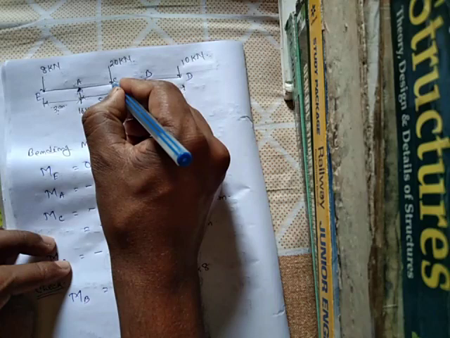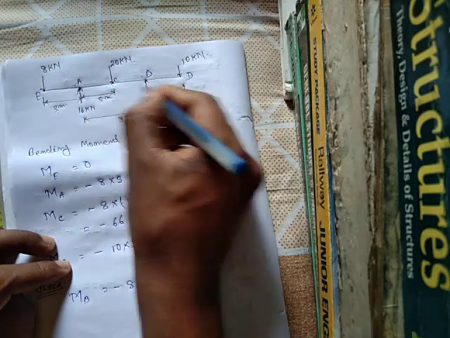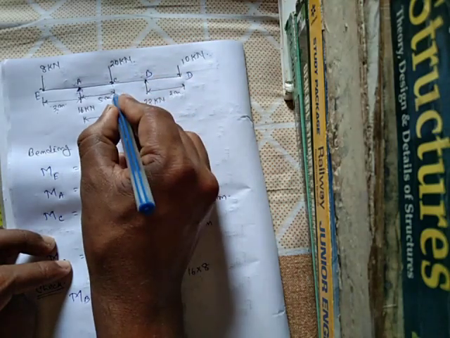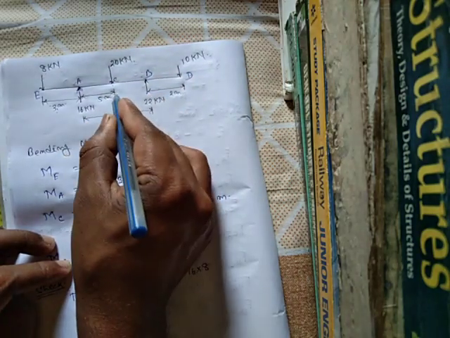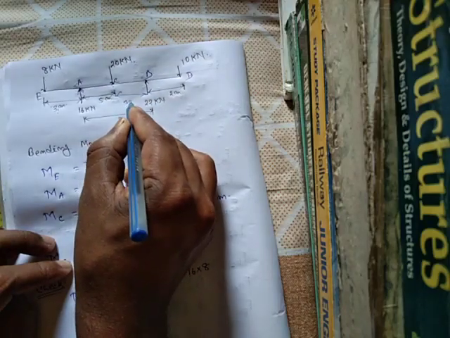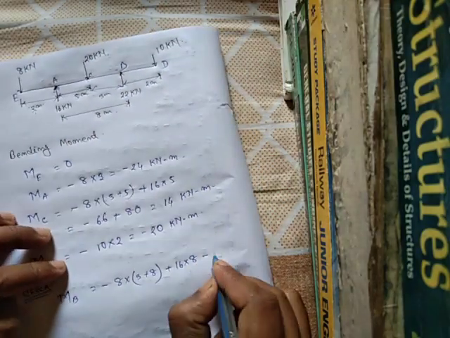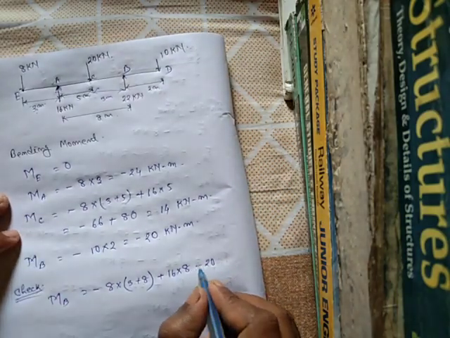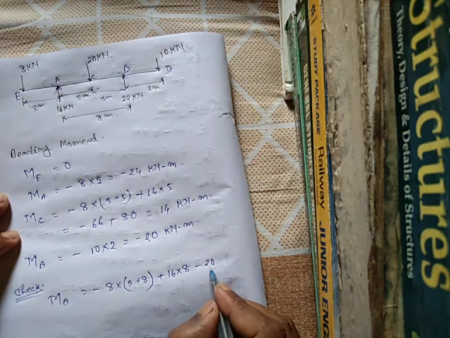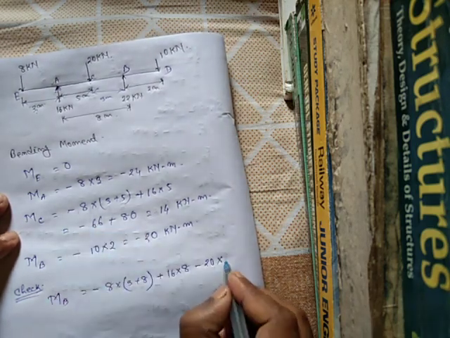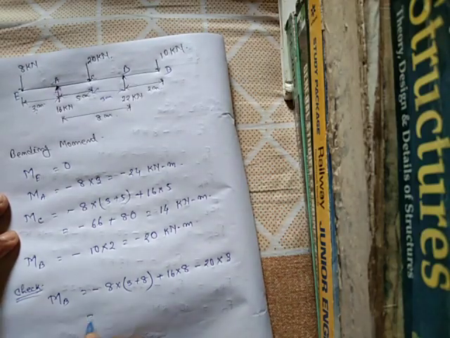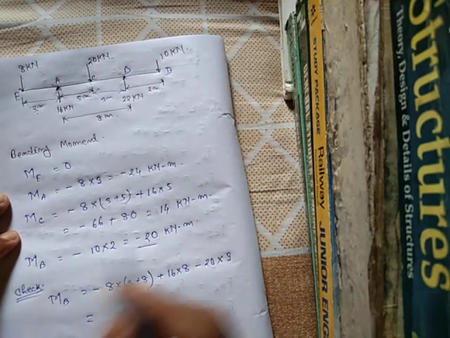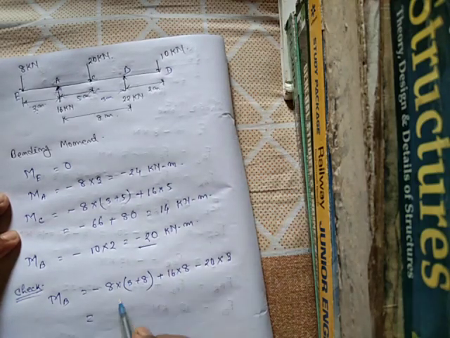For this 20 kilonewton load, it will be anti-clockwise, so the bending moment will be negative. Perpendicular distance is 8 minus 5, which is 3 meter. So minus 20 into perpendicular distance 3. Obviously it will be minus, anti-clockwise moment.